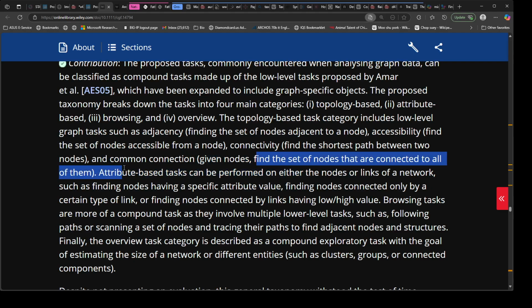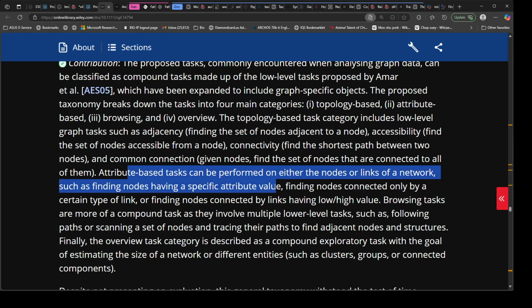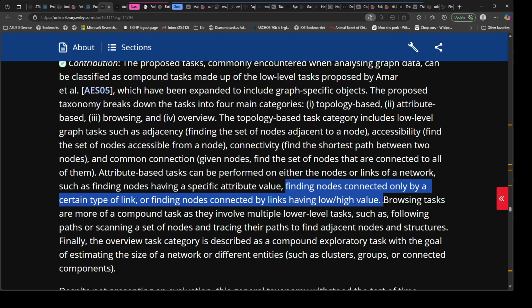Attribute-based tasks can be performed on either the nodes or links of a network, such as finding nodes having a specific attribute value, finding nodes connected only by a certain type of link, or finding nodes connected by links having low/high value. Browsing tasks are more of a compound task as they involve multiple lower-level tasks, such as following paths or scanning a set of nodes and tracing their paths to find adjacent nodes and structures. Finally, the overview task category is described as a compound exploratory task with the goal of estimating the size of a network or different entities, such as clusters, groups, or connected components.